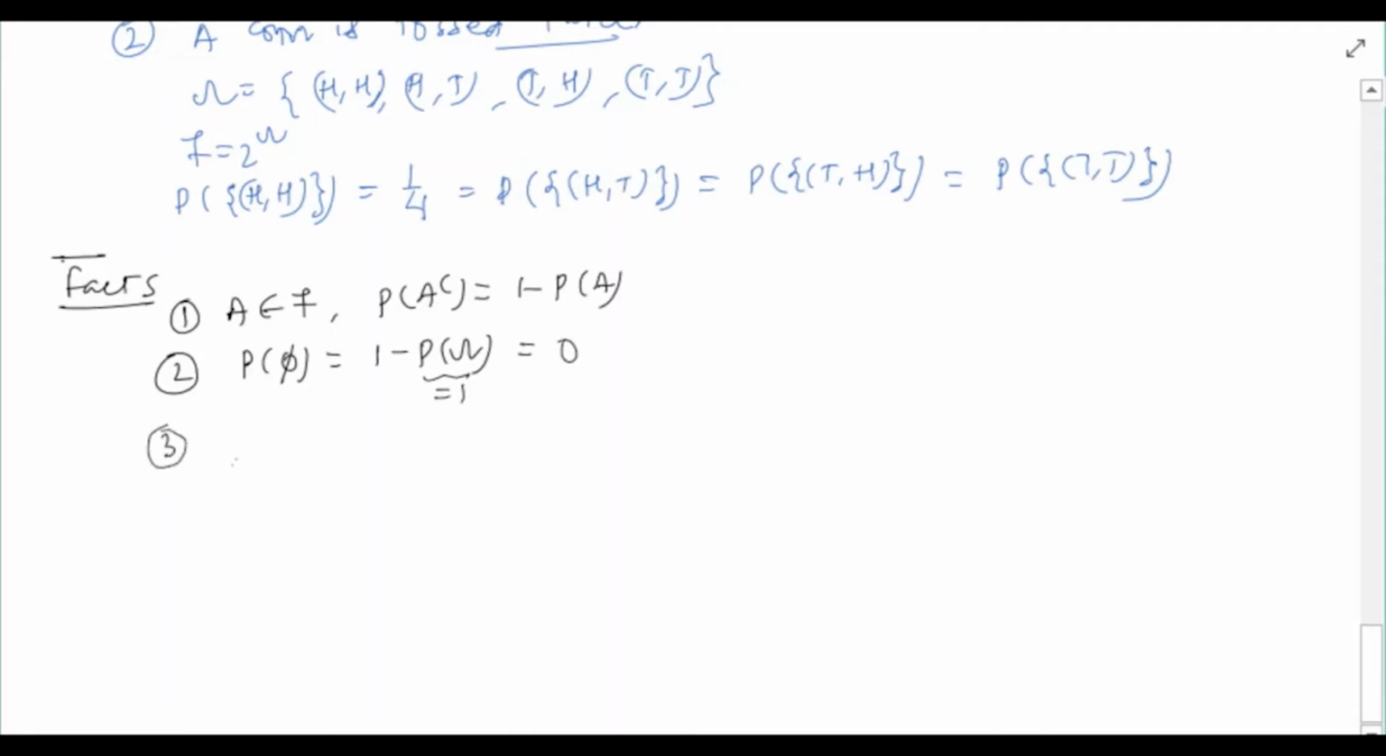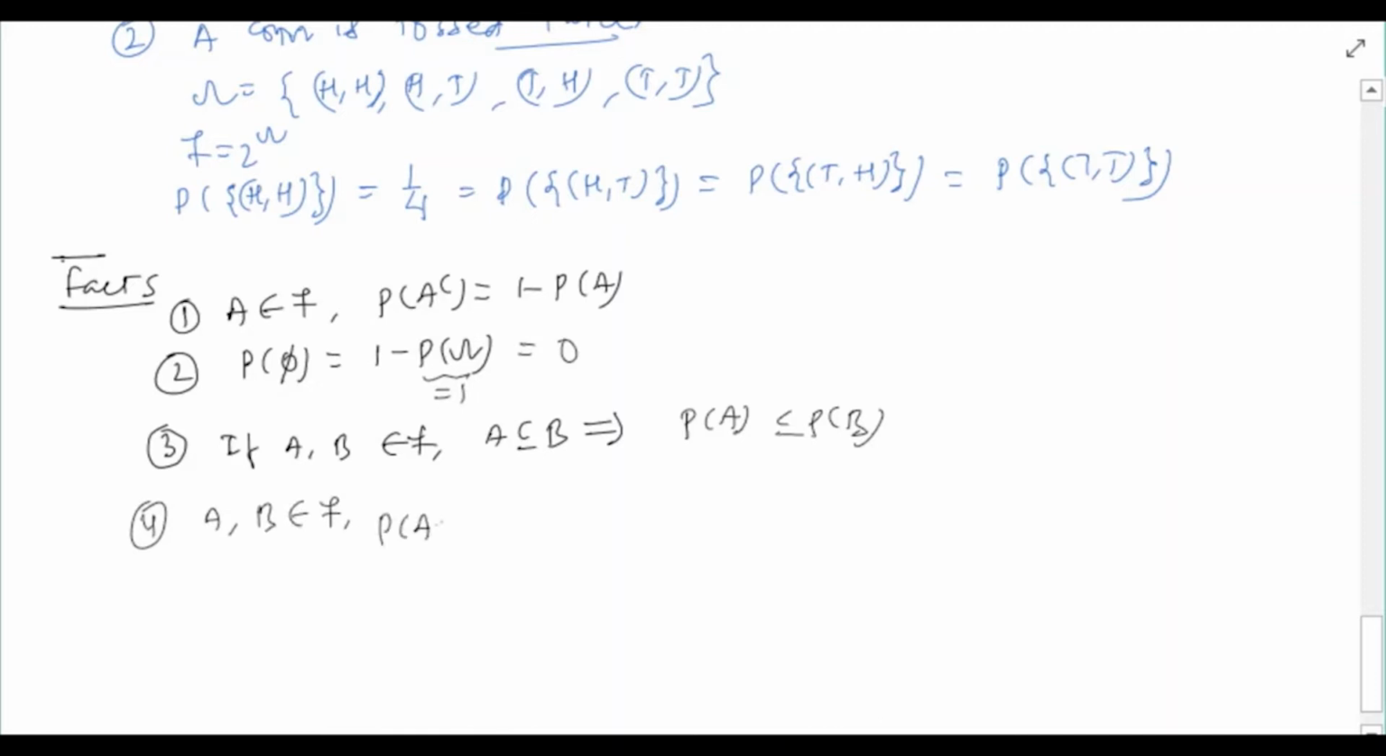The third property says that if A and B are events such that A is a subset of B, then probability of A is less than or equal to probability of B. Fourth property says that if A, B are events then probability of A intersection B is less than or equal to minimum of probability of A and probability of B.